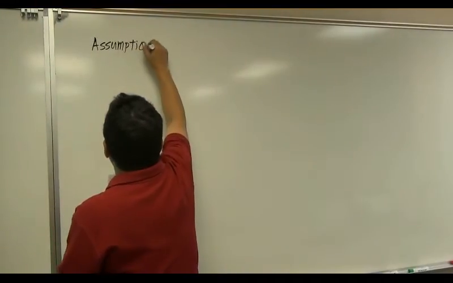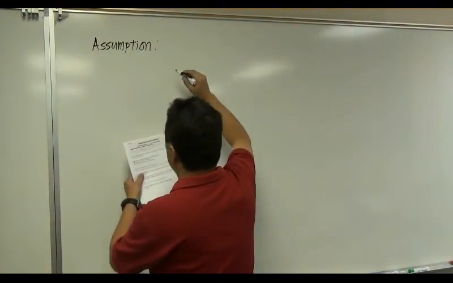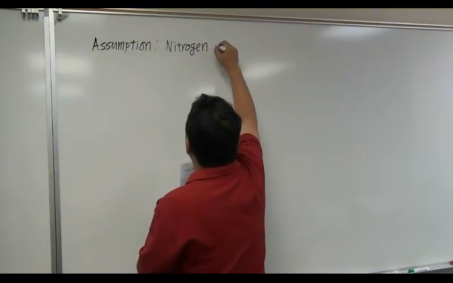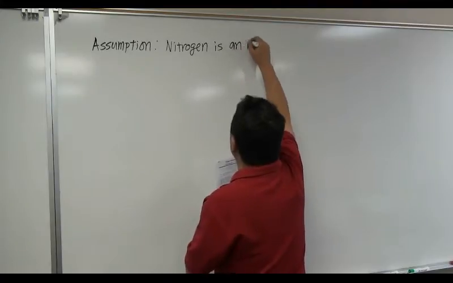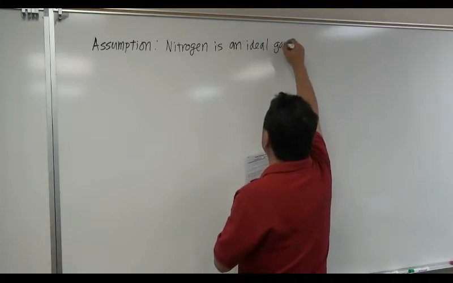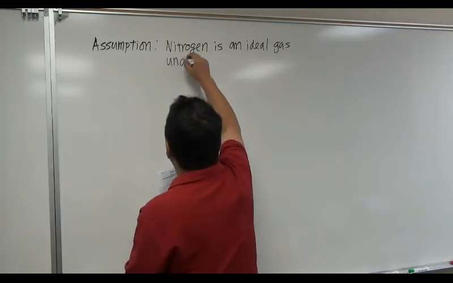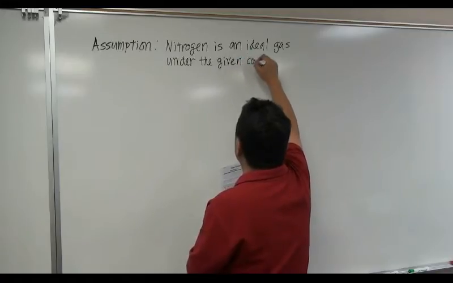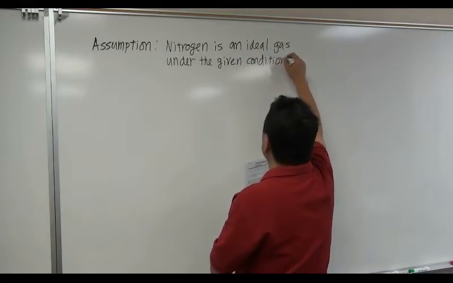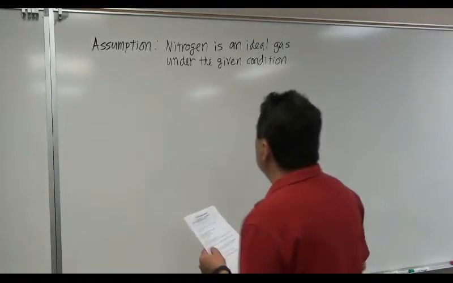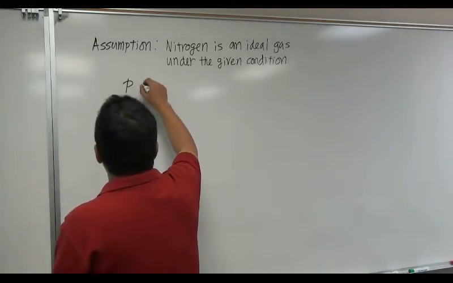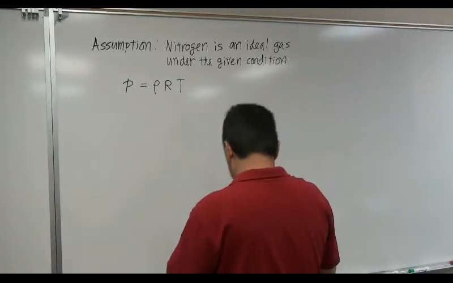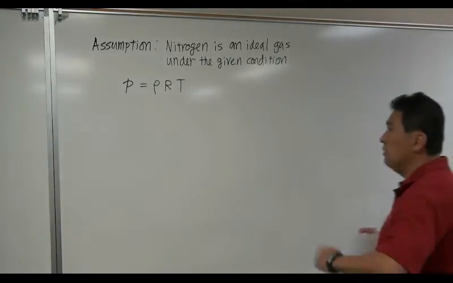We are going to begin with an assumption that nitrogen is an ideal gas under the given condition. So this is the assumption. If it's true, we can apply, of course, P equal to rho RT. This is the equation of state for ideal gas. Okay, just be very careful about that.